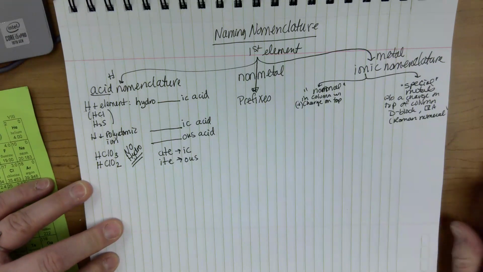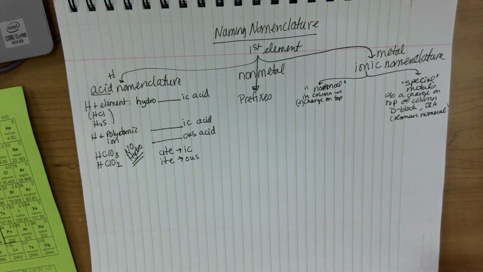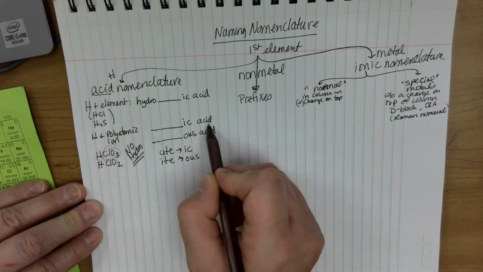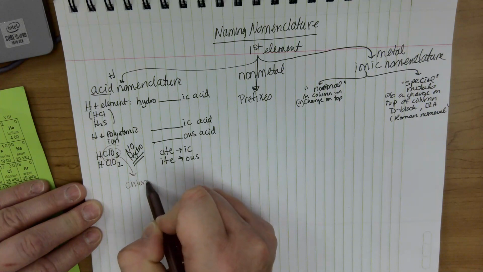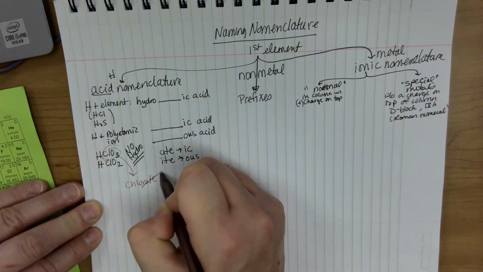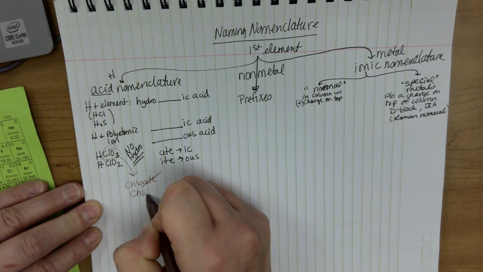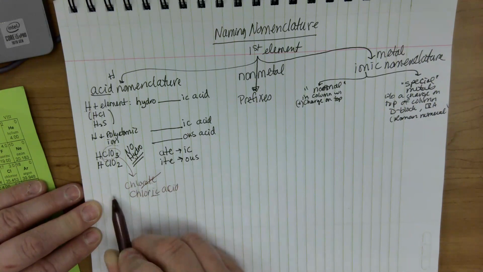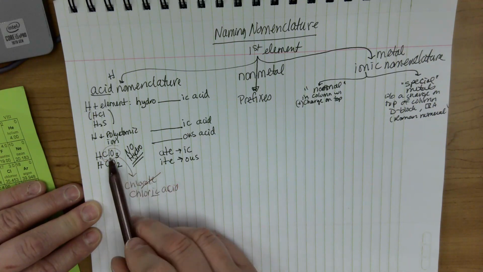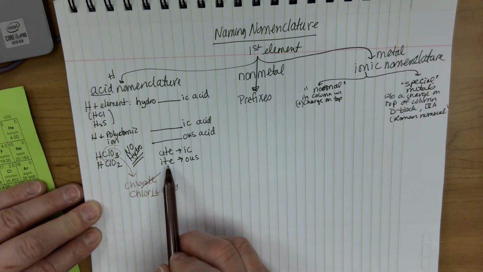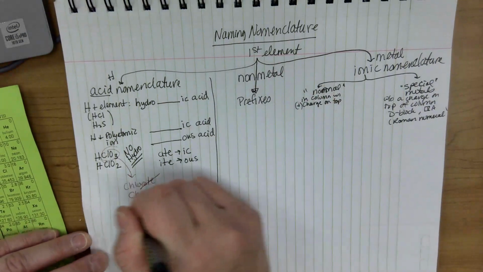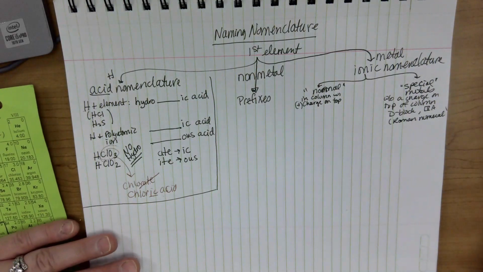So for example, if I have this here, H with a polyatomic ion, so if it starts with H, it ends with acid, this is chlorate. So I'm going to chop off the ate and I'm going to make this chloric acid. So no hydro, polyatomic ion, just change the ending. If it's ate, it becomes ic acid. If it's ite, it becomes aus acid. So those are the rules for acid nomenclature. Starts with H, it ends with acid.